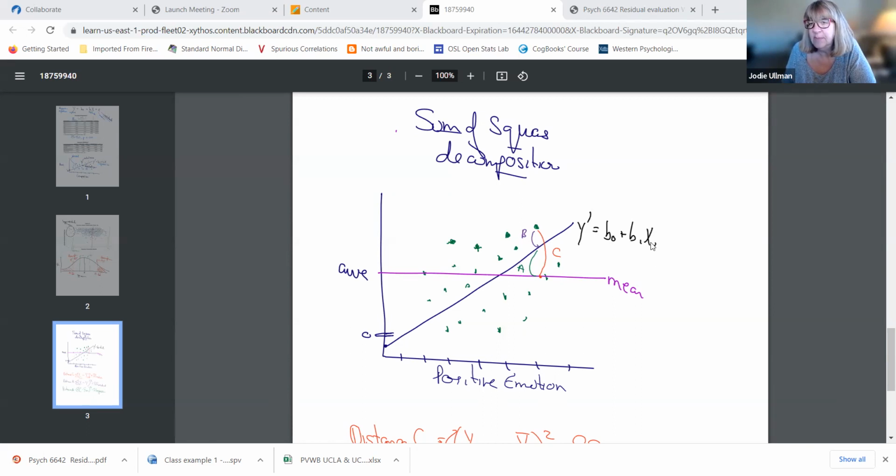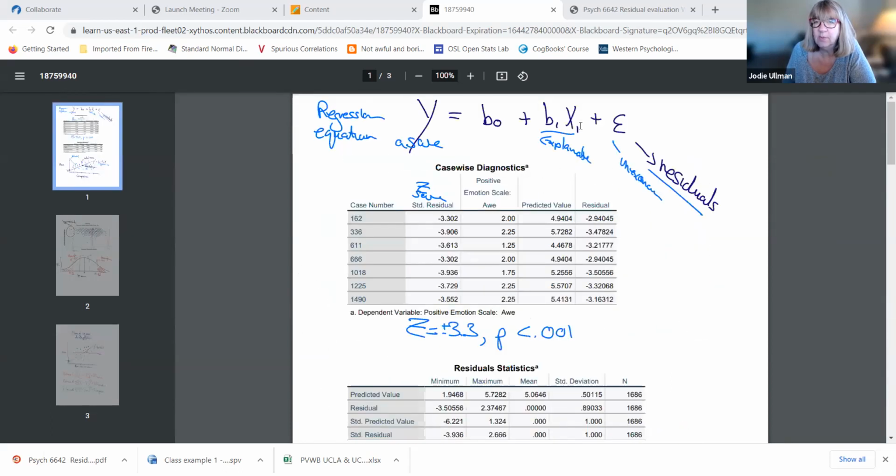And then you say, well, if somebody has a positive emotion of 4, what would I predict their R score? That's different than this formula. This is a theoretical formula. You're not going to use that in any purposeful way in an application.